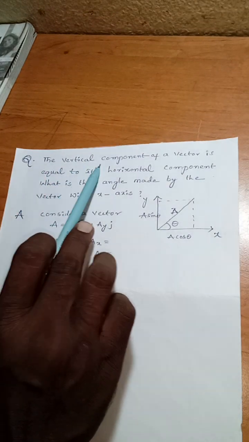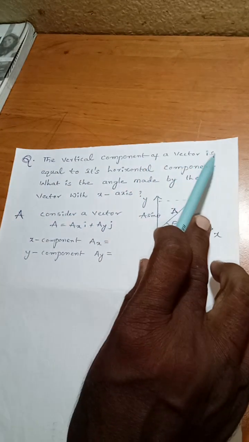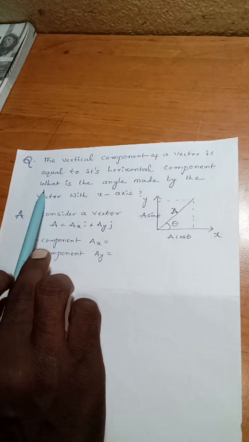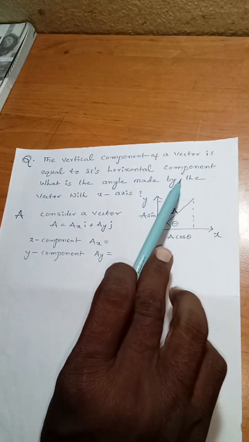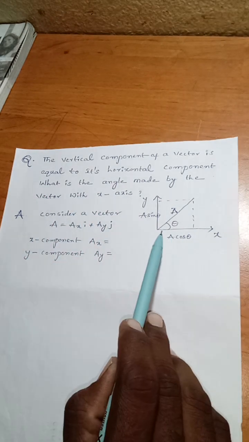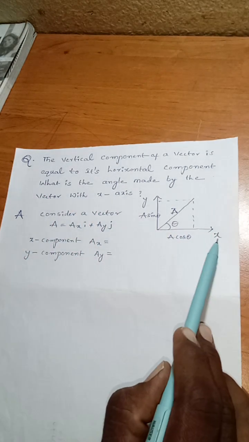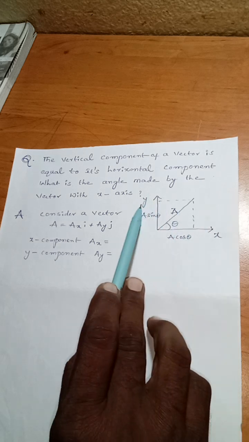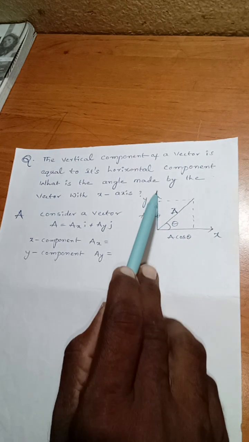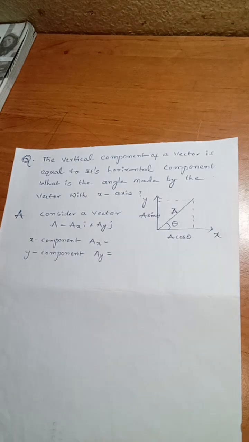Question: the vertical component of a vector is equal to its horizontal component. What is the angle made by the vector with the x-axis? From the graph, this is the x-axis, this is the y-axis. X-axis: A cos theta, y-axis: A sin theta.